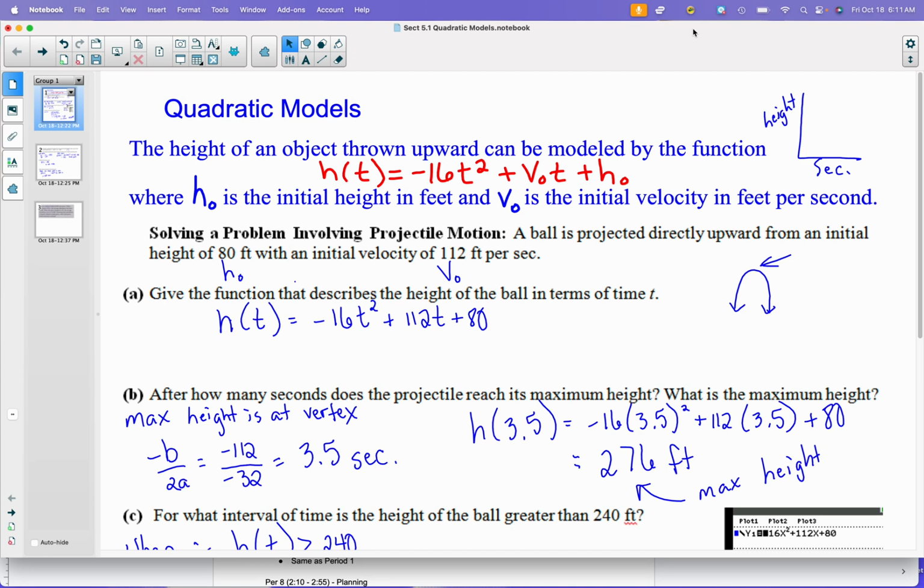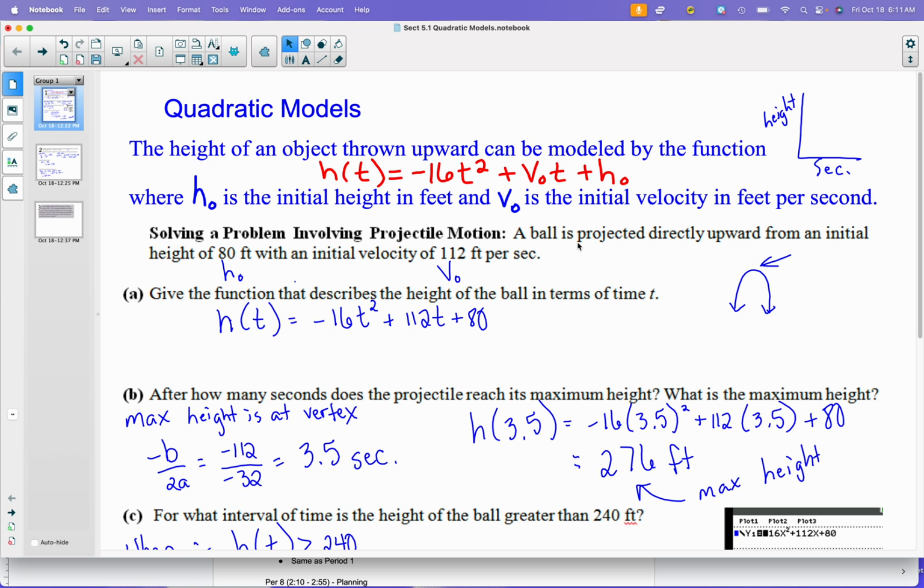I'm going to do my best to talk my way through this one for you guys. I went ahead and filled it all out. So we have the height of an object thrown upward, modeled by the function given here, a quadratic function. H naught is the initial height in feet, and V naught is the initial velocity in feet per second.